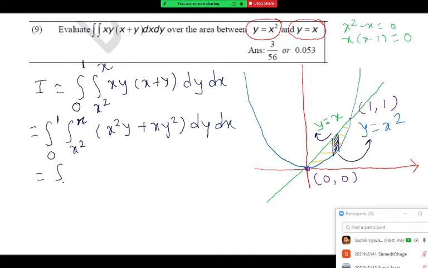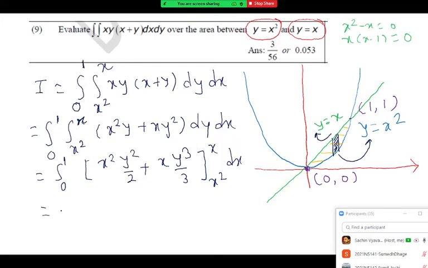Now tell me the integration. What is the integration of this bracket? x square y square by 2, very good, plus xy cube upon 3. Yes, xy cube upon 3. That is the correct answer. And the limits are obviously x square to x, dx.